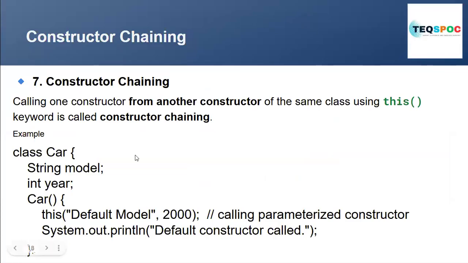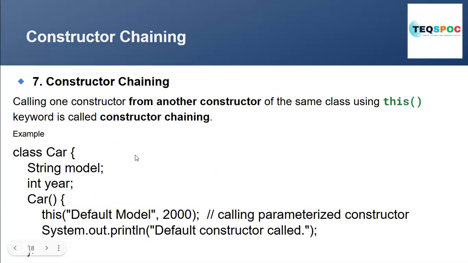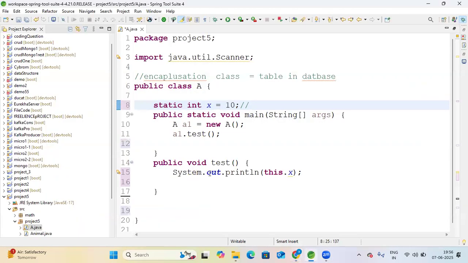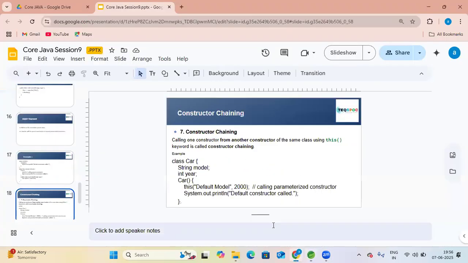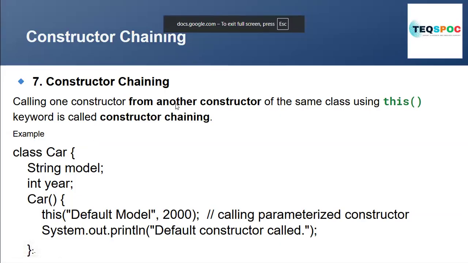Constructor chaining is also good, no problem. Constructor chaining is nothing but when we call one constructor from another constructor. That is the basic constructor chaining, with the help of this keyword. Let me show you the definition. Constructor chaining is calling one constructor from another constructor in the same class with the help of this keyword.